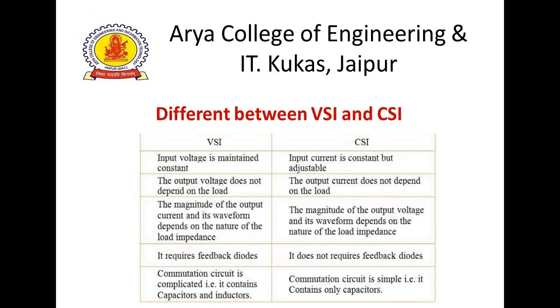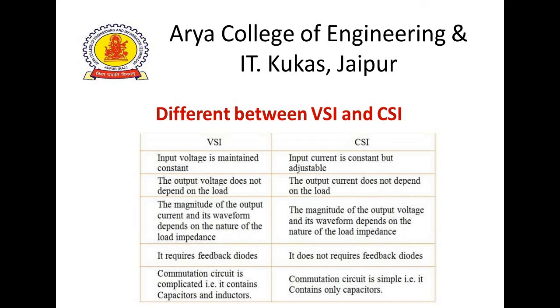Difference between voltage source inverter and current source inverter. First, in the voltage source inverter the input voltage is maintained constant, and in the current source inverter the input current is constant but adjustable. Second, in the voltage source inverter the output voltage does not depend on the load, and in the current source inverter the output current does not depend on the load.